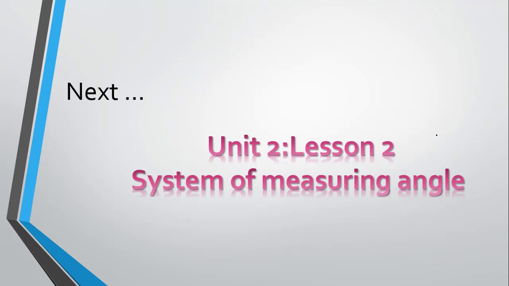So we studied how to determine the quadrant in which the terminal side of a directed angle lies. We studied how to get the smallest positive angle and how to get a negative or a positive measure of a directed angle. And also we studied the equivalent directed angles.